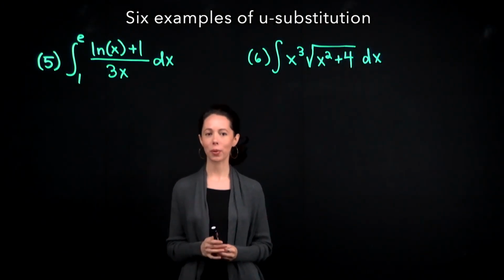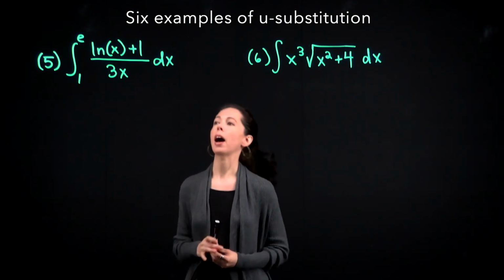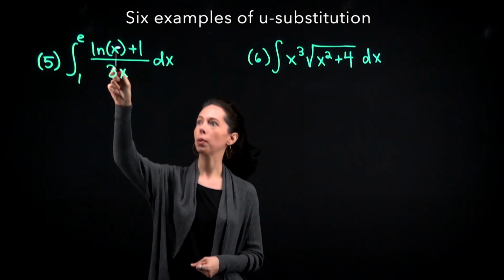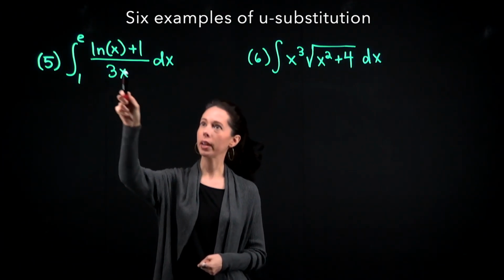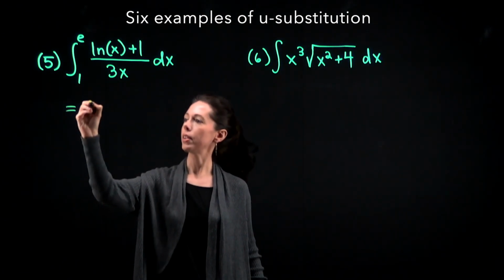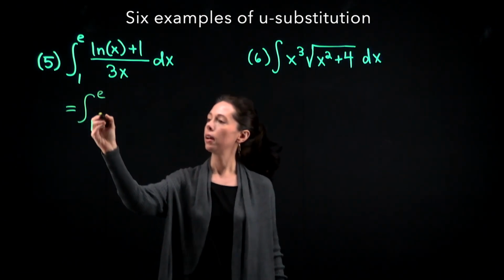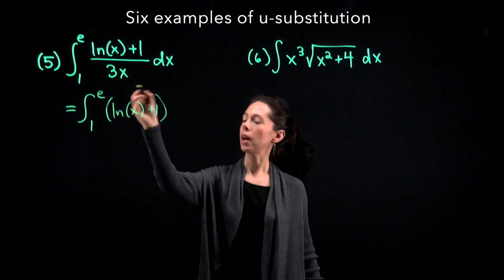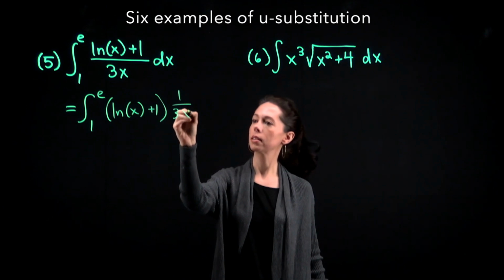Okay, let's finish with these two examples. For example number 5, we are taking the definite integral from 1 to e of natural log of x plus 1 divided by 3x dx. Let me rewrite this as the definite integral from 1 to e of natural log of x plus 1 times 1 over 3x dx.